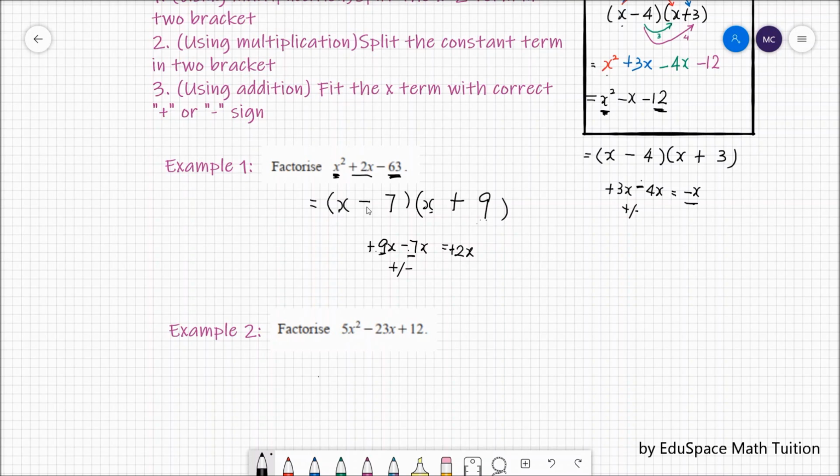So therefore, this will be our answer, but we must do the final check by having this negative 7 multiplied by a positive 9. Do we also get a negative 63? Yes, we do. Therefore, this is our final answer.